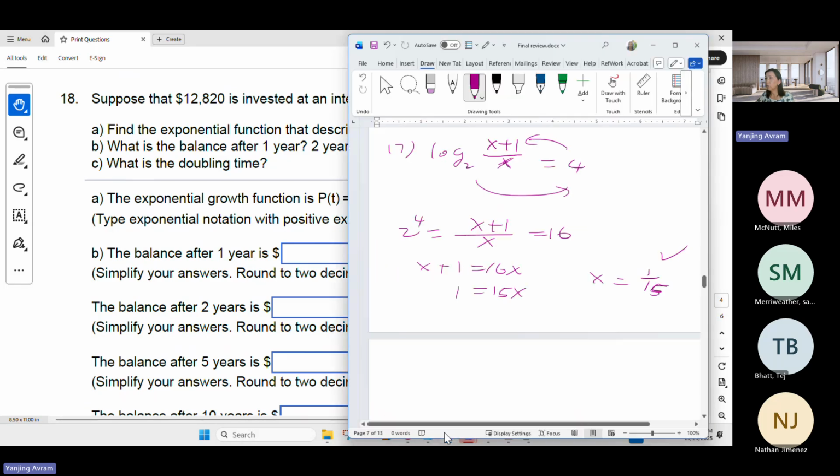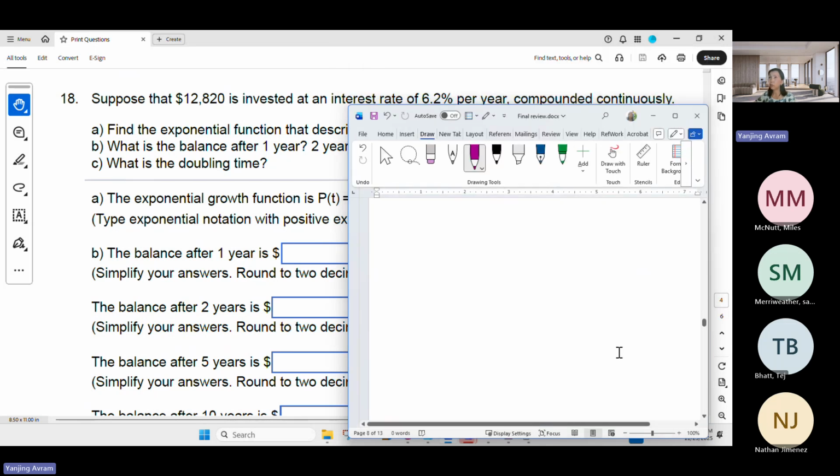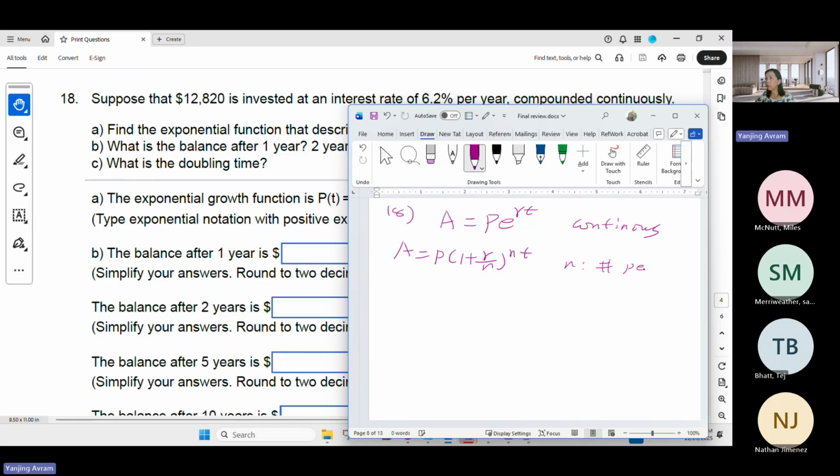In this chapter, we give you a little bit of formula, or you can organize one page of formula by your own if you want to. If not, we have at least 2 formulas in the formula sheet. One is A equal to P e to the rt. This one is for continuous compounding. The other one is for compounding monthly, quarterly. N here is the number of compounds per year. If you compound monthly, N will be 12. If you compound quarterly, N will be 4. If you compound annually, N will be 1.